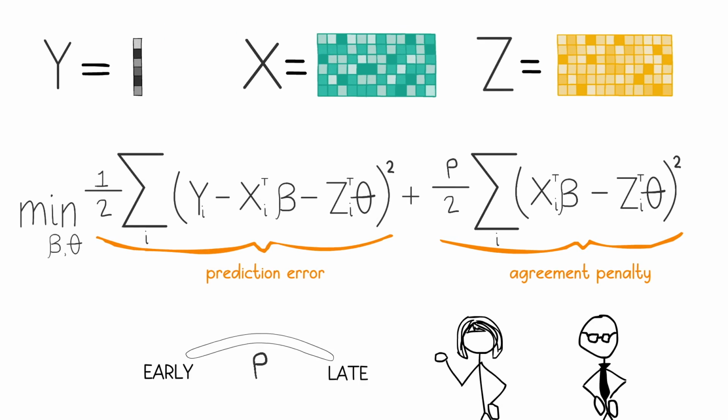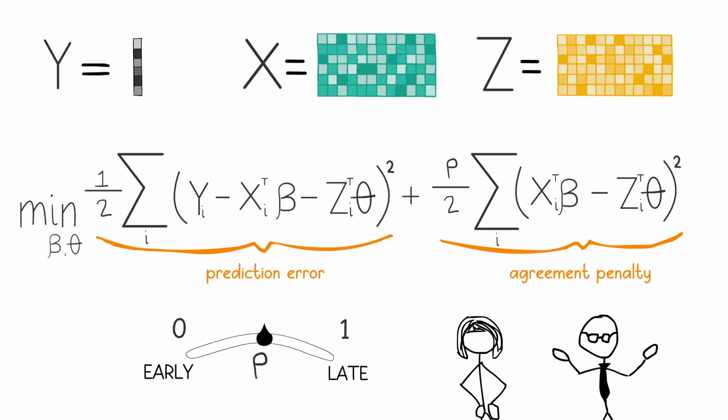Rho has two special values. When rho equals 0, this gives early fusion. And it turns out that when rho equals 1, this gives a form of late fusion exactly. Very cool. Trying different values of rho gives an entire family of solutions that encompass both early and late fusion.